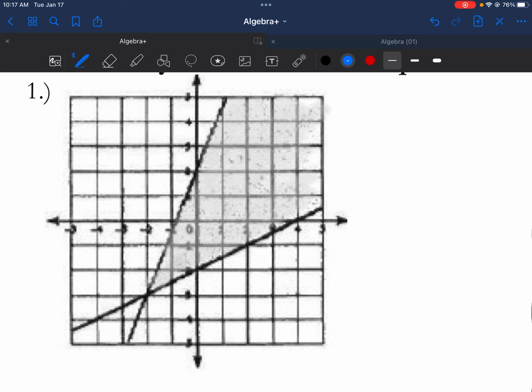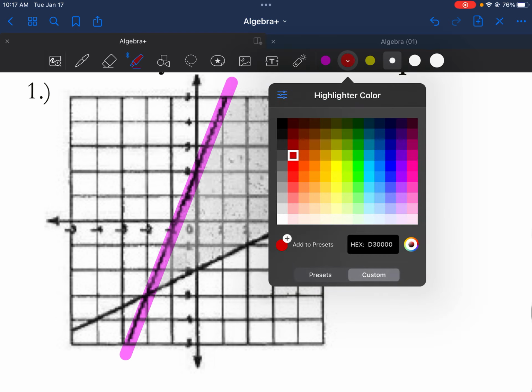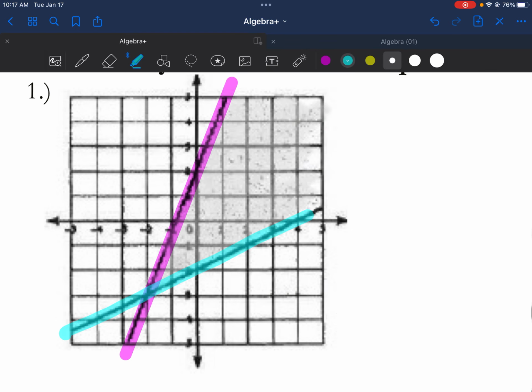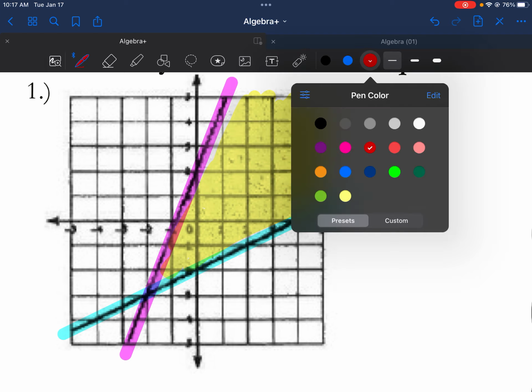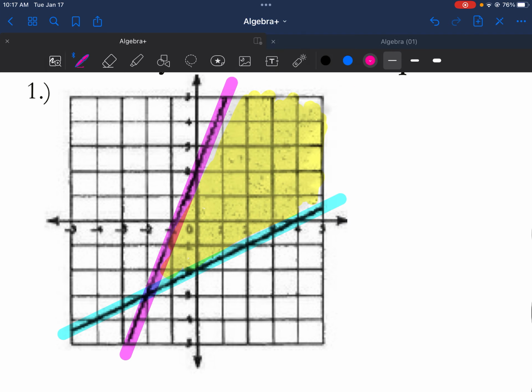I'm going to assign a color to each of these lines just so it's easier for me. So here's this one. And here's this one. I'm going to darken the shading just so that we can see it better. It's everything that's in the middle here. Okay. So in pink, it's a solid line, right? And the shading is all below. So I'm going to set that up to be less than or equal to. So y is less than or equal to. It's equal to because it's a solid line. And it's less than because it's everything below the line that's shaded.